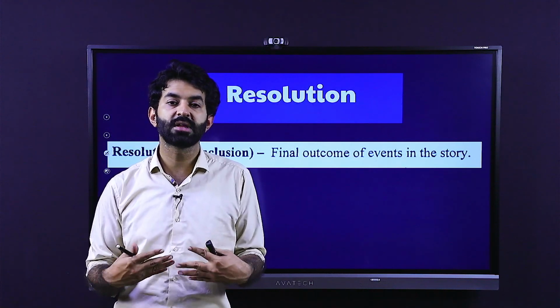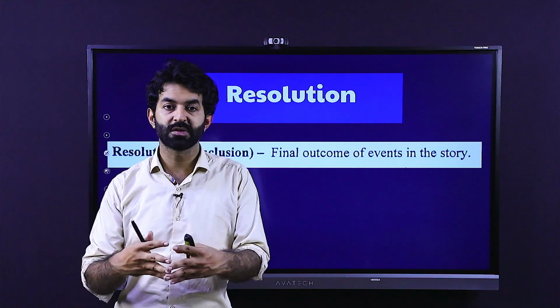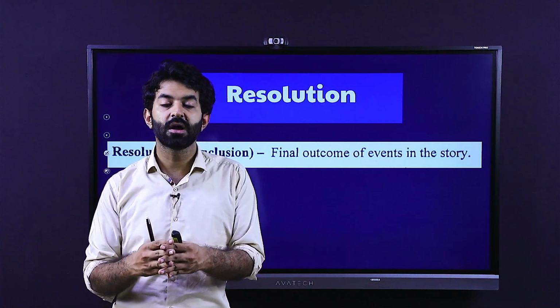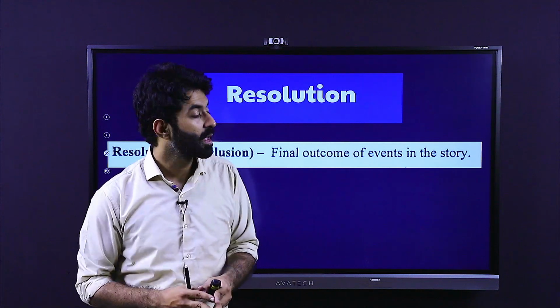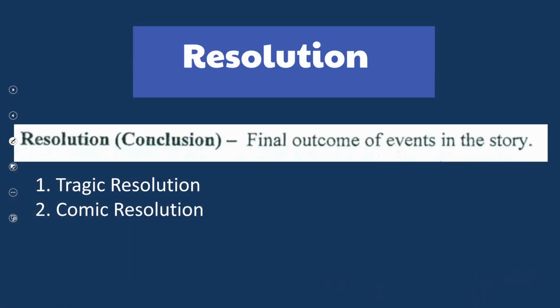The writer is telling us how everything is closing up and leaving us at the conclusion. Now, resolution, which is also called ending or conclusion, is the final outcome of events in the story. All those events, the rising action, the falling action, the middle, the climax, are the events that happened. Now, what are the results of these events? This will be told in the resolution.